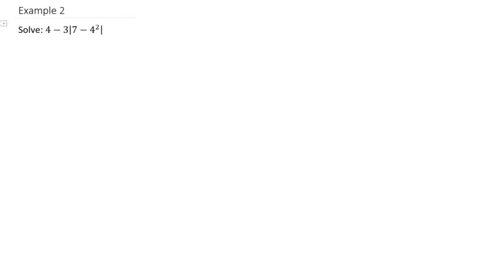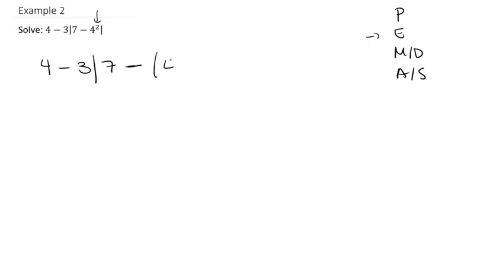Example 2, solve for the following. We have 4 minus 3, then we have this absolute value sign of 7 minus 4 raised to the second power. We're going to rewrite these steps so we follow them. We're going to deal with our parentheses first, so inside the absolute value sign. Now inside the absolute value sign, we need to deal with the exponent first, because we don't have any more parentheses inside. That would be our second step in our order of operations. So we have minus, and then we have 4 times 4, because that's what 4 raised to the second power is.